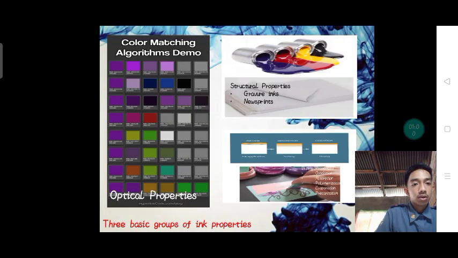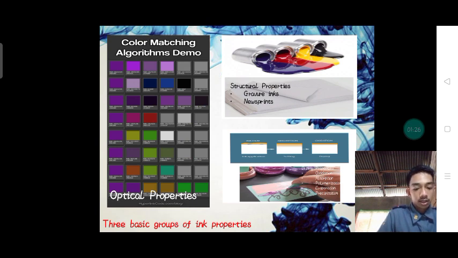So, 3 basic groups of ink properties. Meron tayong tinatawag ditong optical properties, structural properties, and then yung drying properties. Sa optical properties, an important consideration is color matching. So, sa optical properties, color matching siya or the ability to precisely duplicate another color. So, nakakapag-duplicate pala siya ng another color.